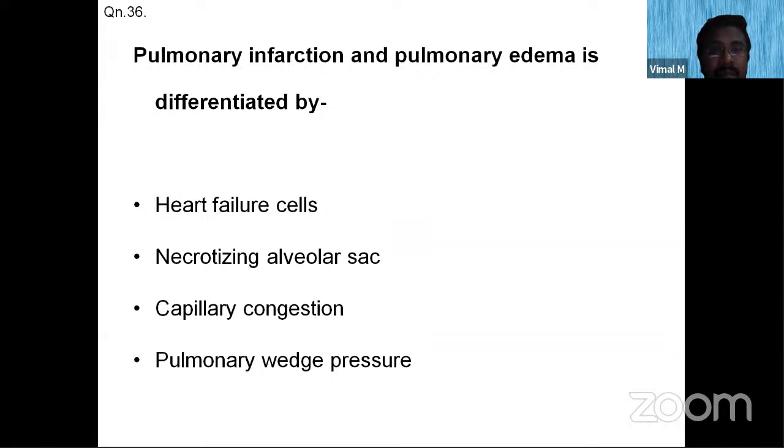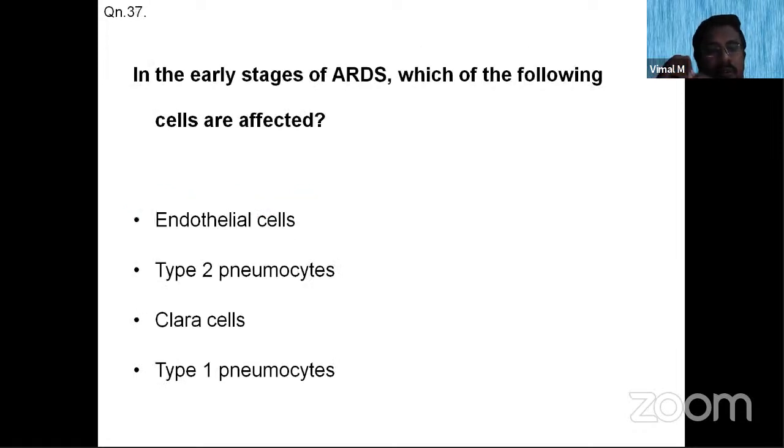Pulmonary infarction and pulmonary edema are differentiated by the heart failure cells, whereas necrotizing alveolar sac or capillary congestion and pulmonary wedge pressure will not be a very important or reliable finding to differentiate between these two. The biopsy-proven presence of heart failure cells is characteristically seen in pulmonary edema, which will differentiate it from pulmonary infarction. Now let us solve this MCQ, and we'll end the class.